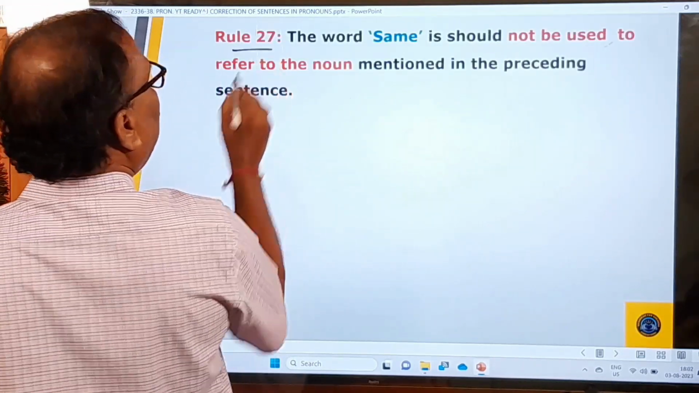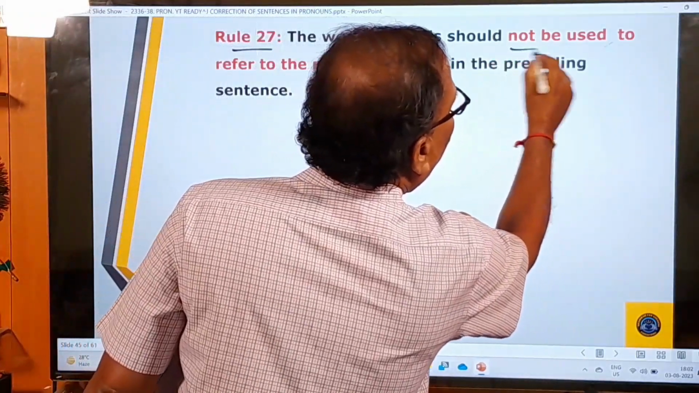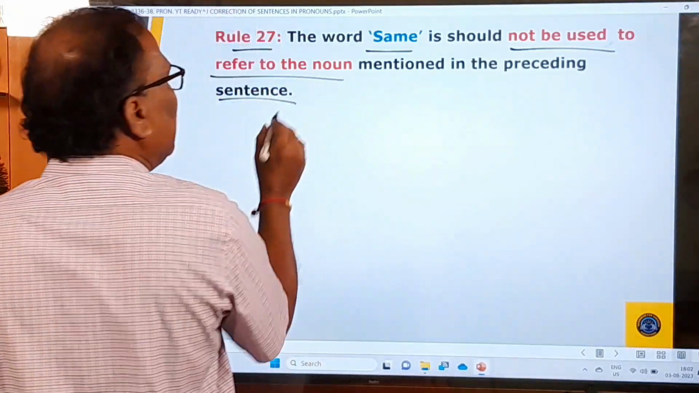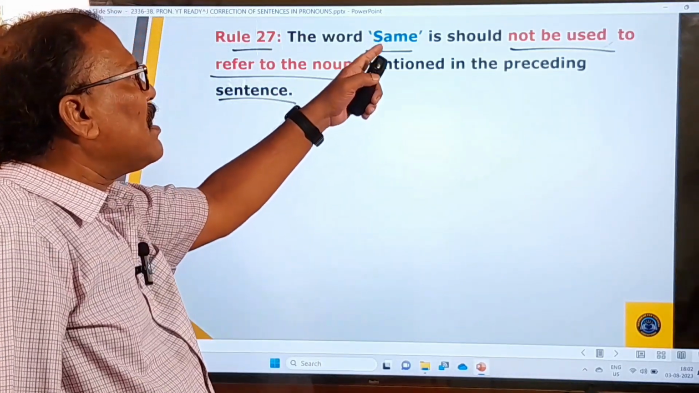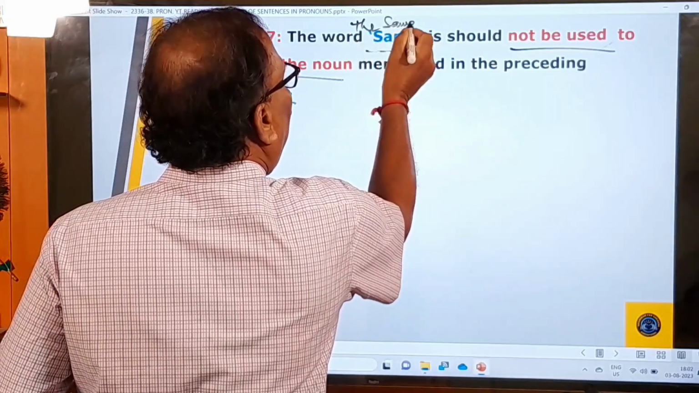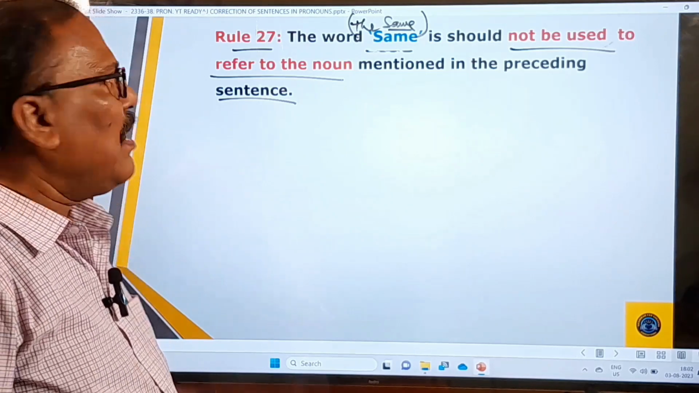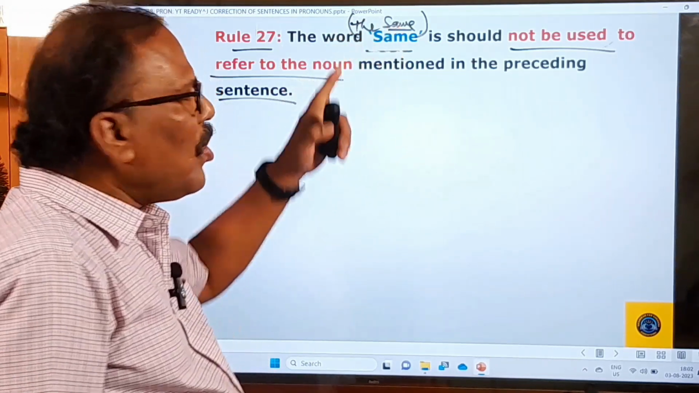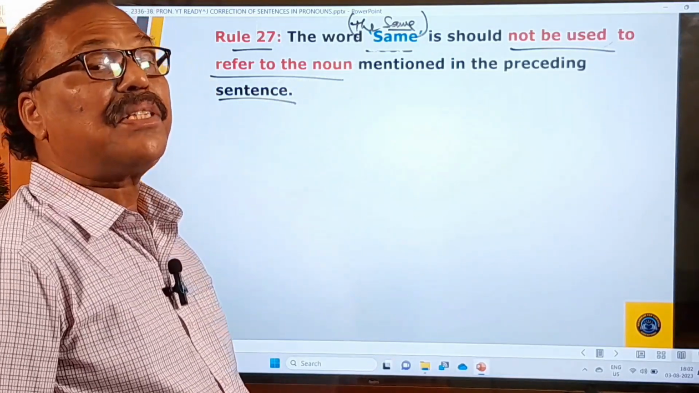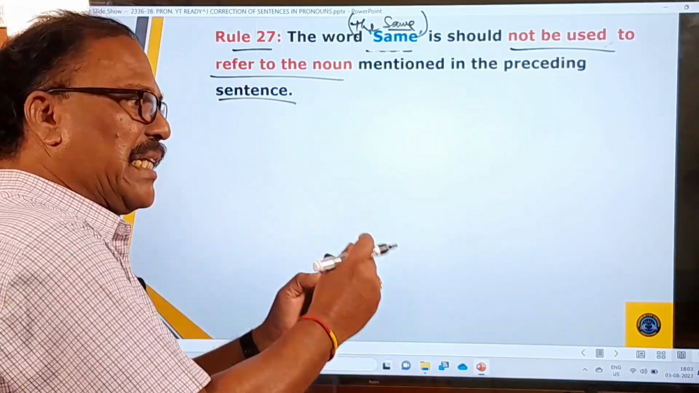And rule 27 is there. What is that rule 27? The word "same" should not be used to refer to the noun mentioned in the preceding sentence. Some people use "the same"; I have dropped the definite article there. The words "the same" should not be used instead of the noun mentioned in the preceding sentence. That means the sentence that's going before.